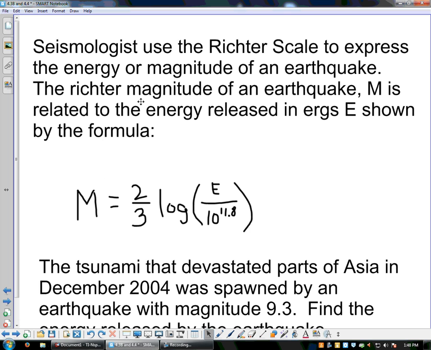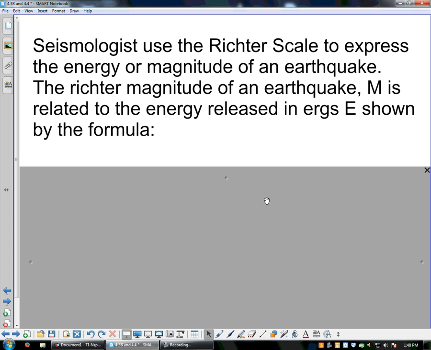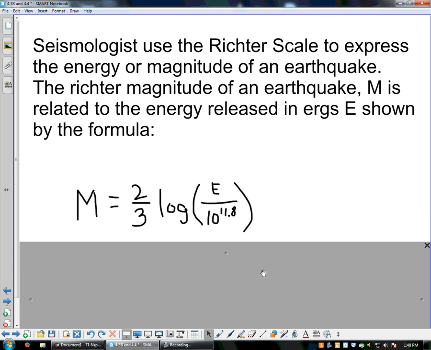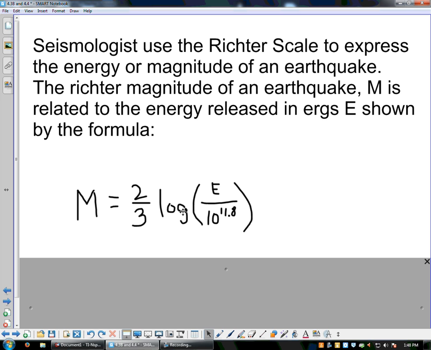And we've got one real-world example about earthquakes to look at. Seismologists use the Richter scale to express the energy or magnitude of an earthquake. The Richter magnitude of an earthquake, we're going to use M to represent the magnitude in the Richter scale, is related to the energy released by the earthquake. And we measure the energy in ergs, which we use E for. And here's the formula for it. M equals 2/3 times log of E divided by 10 to the 11.8. I hope you can read that okay.